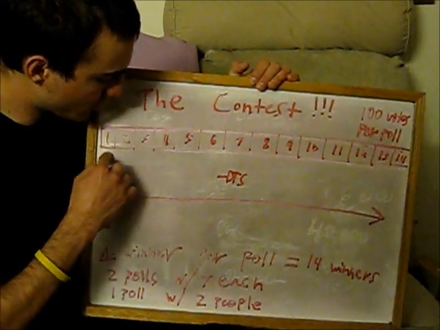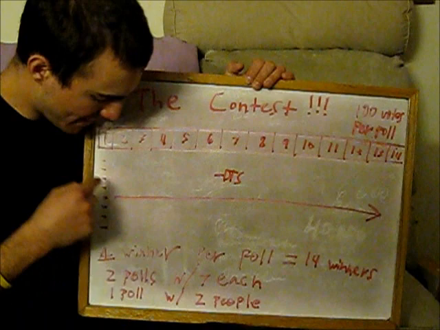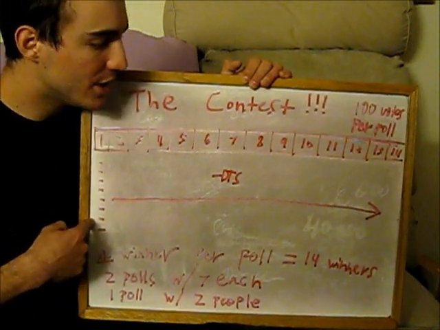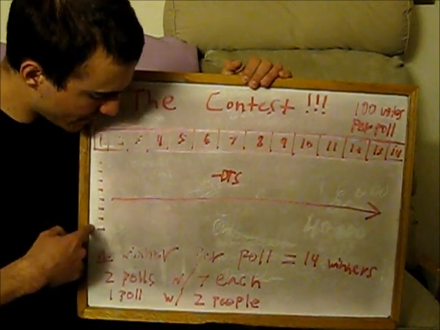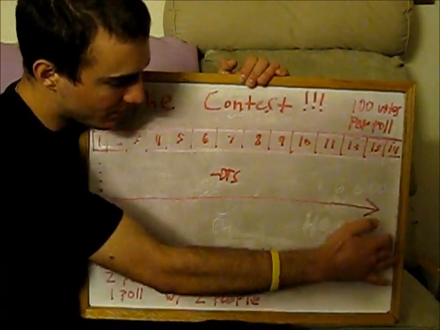So here you have the polls. These are 1, 2, 3, all the way down to 14. There are going to be 8 people entered into each one of these polls. So you've got 8 people here, like these are probably the first people who entered the contest, and then at the end here these are going to be the last people who entered the contest.